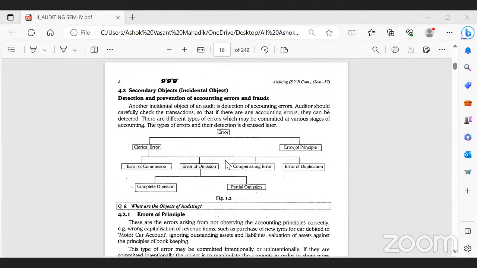So one error compensates the effect of the other error. As a result, your trial balance, which we draw at the end of the year, may tally, but there will be some error in the books of accounts.